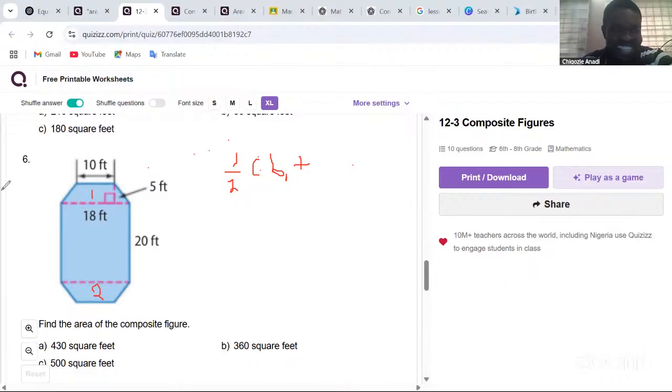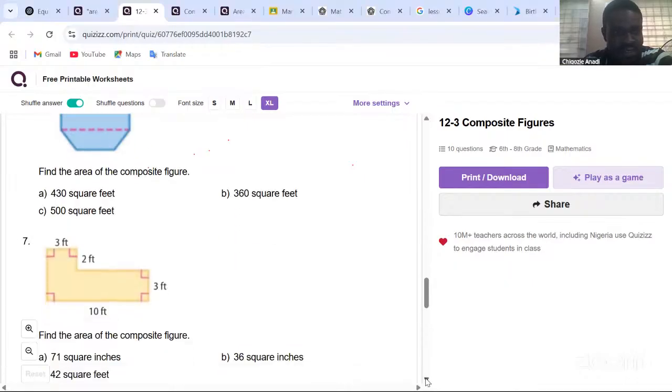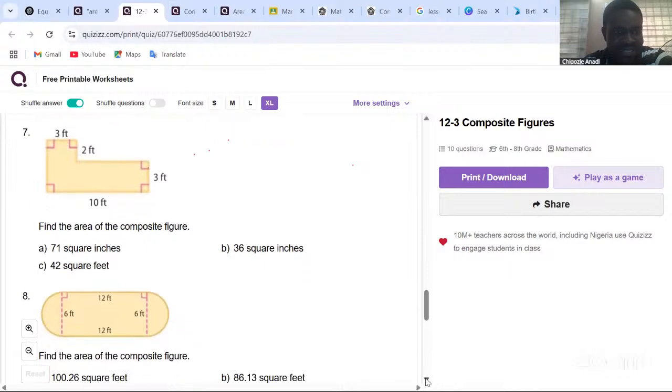Nice job. Okay, so let's continue with more questions, because the more questions you're able to solve, the better. Look at question 7. Oh, okay, this one's easy. Are you looking at question 7? Yeah. Very easy. Okay, let's see what you can do then.